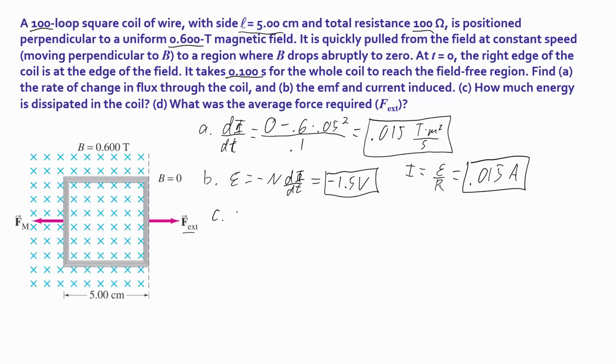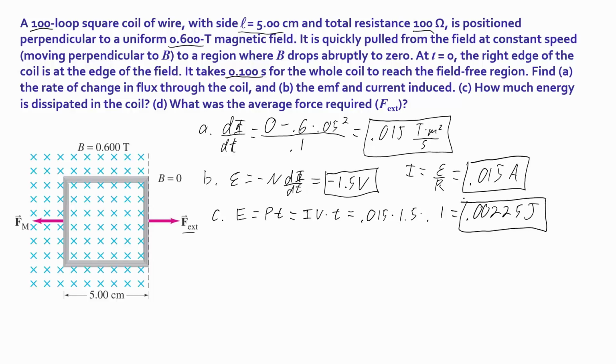Okay, part C, we want to find the energy dissipated in the coil. Well, one way to find energy is to do power times time, because power is energy over time, so we can multiply the time over here. Power in an electrical circuit, you have a variety of different expressions you can use for that. Probably the most straightforward is I times V, and then we can multiply that times the time. We've got I and V right here, so 0.015 times 1.5, and then the time is that same 0.1 seconds, and so this is going to be 0.00225 joules.